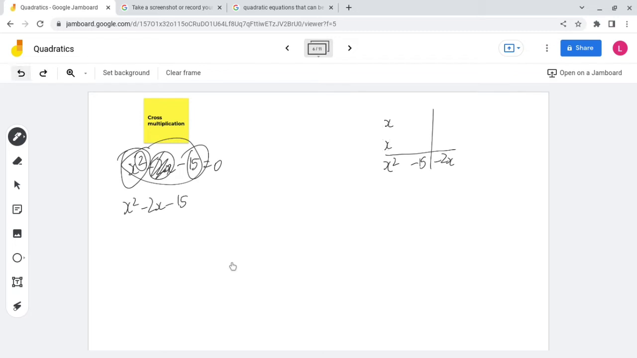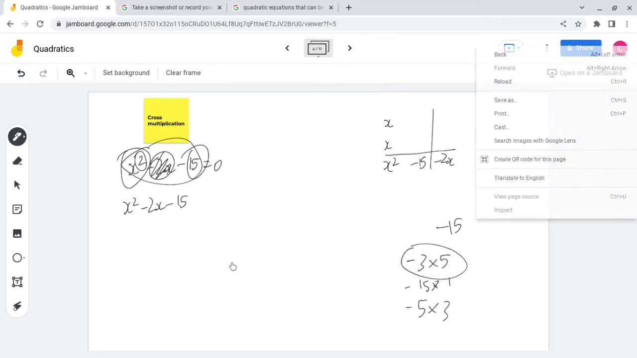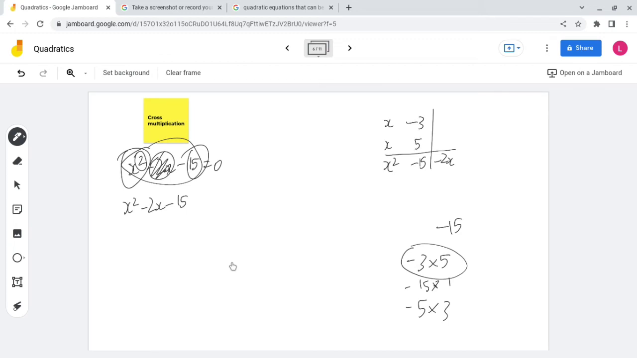Okay, so negative 15. Here is the tricky part about cross multiplication, because negative 15 can be made in a lot of ways, right? It could be negative 3 times 5, negative 15 times 1, negative 5 times 3, and all those. Now, let's try out negative 3 times 5 first. By cross multiplying, you multiply this by this, and x by negative 3, okay? So let's try that out.